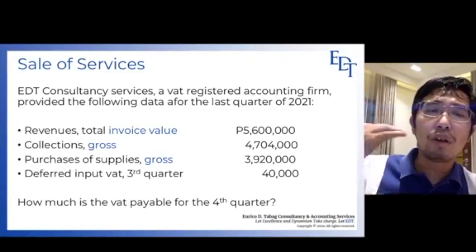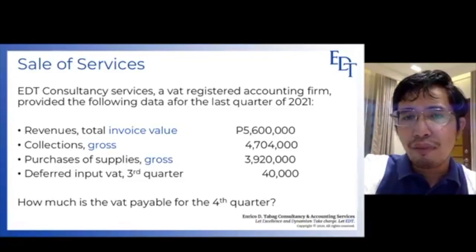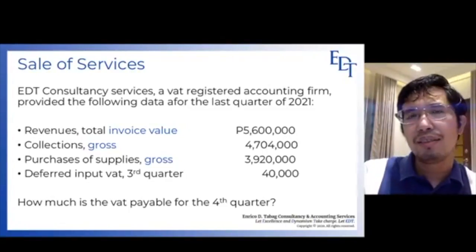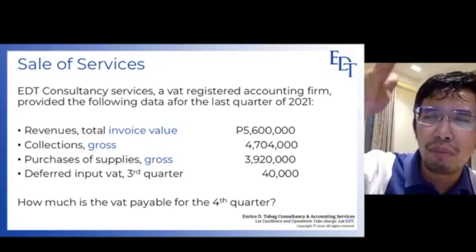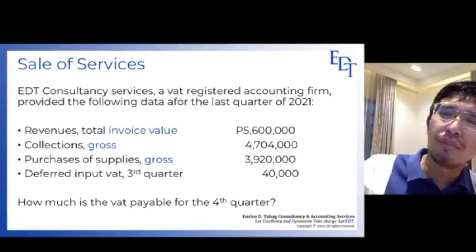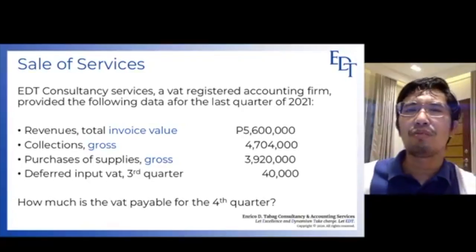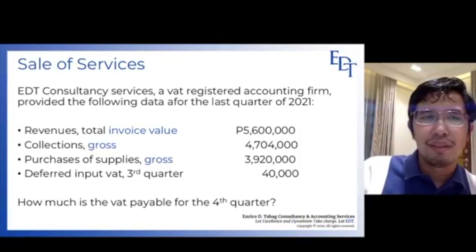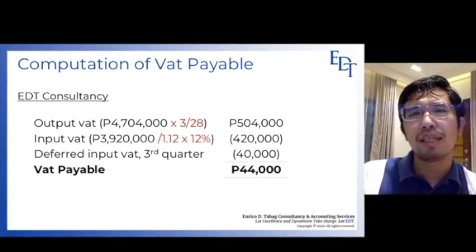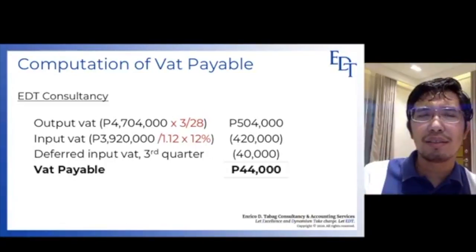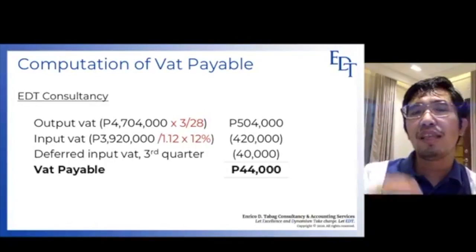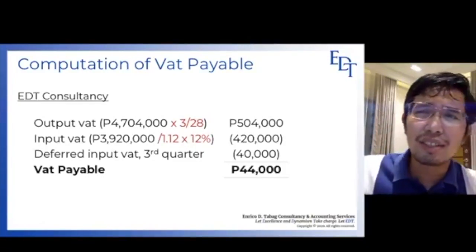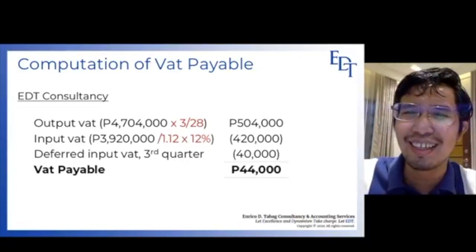So, therefore, how do we compute the VAT payable? O, start ka sa 4,704,000. Dahil gross ang nakalagay, edi either i-multiply mo ng 12/112 or i-divide mo muna ng 1.12 then multiply by 12%, or you can multiply it by 3/28, di ba? So, 4,704,000 times 3/28, so that's the output VAT on sale of service based on collections or gross receipts. Ano ba talaga, sir? Gross receipts, collections. Dapat pareho yung dalawa. Yan.